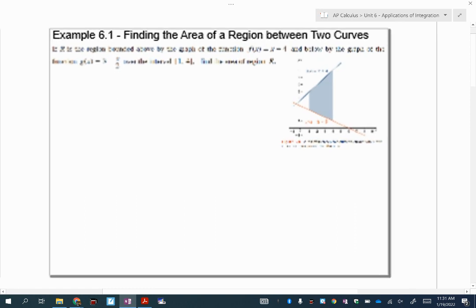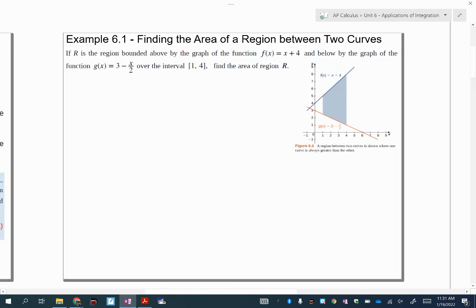So we have the integral from 1 to 4 of x plus 4 minus 3 minus x over 2. The first thing I'm going to do is subtract like terms. x minus negative x over 2: when you subtract a negative, you have addition. So 1 plus 1/2 is going to be 3/2 x. And then when you do 4 minus 3, you get 1.